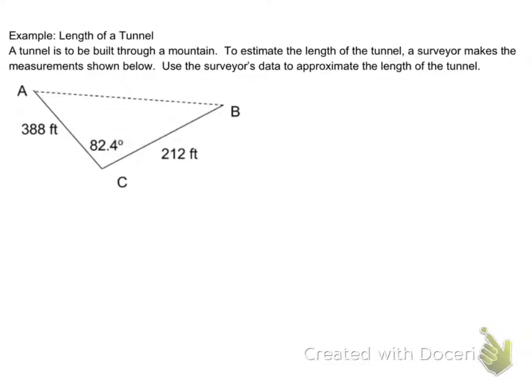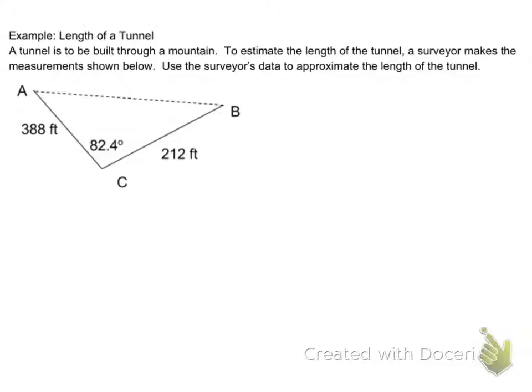So let's do an example. The surveyor standing at point C wants to build a tunnel through a mountain. To estimate the length of that tunnel, the dotted line, a surveyor makes the measurements shown below. Use the surveyor's data to approximate the length of the tunnel. These are things that they would have done back in the day, right? Obviously, we can't march our way through a tunnel before they build it. But you can stand away from the tunnel and say, hey, how far away from you at point A and you from point B, measure the angle between them, you're going to be able to figure that out.